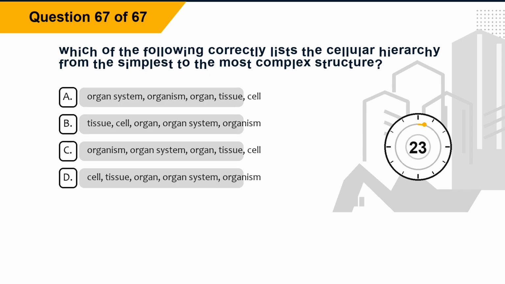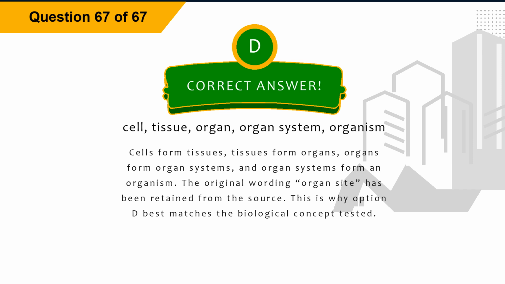Question 67. Which of the following correctly lists the cellular hierarchy from the simplest to the most complex structure? Option A, organ system, organism, organ, tissue, cell. Option B, tissue, cell, organ, organ system, organism. Option C, organism, organ system, organ, tissue, cell. Option D, cell, tissue, organ, organ system, organism. The correct answer is option D, cell, tissue, organ, organ system, organism.